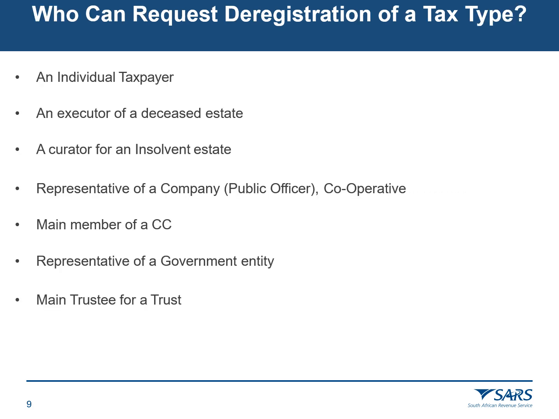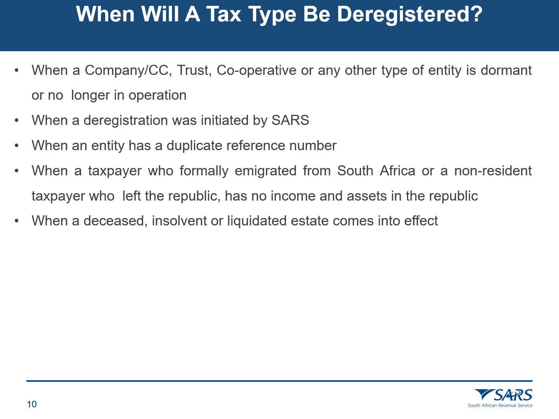Who can request a deregistration of a tax type? An individual taxpayer, an executor of a deceased estate, a curator of an insolvent estate, a representative of a company such as the public officer or cooperative, the main member of a CC, a representative of a government entity, or the main trustee for a trust. When will a tax type be deregistered?